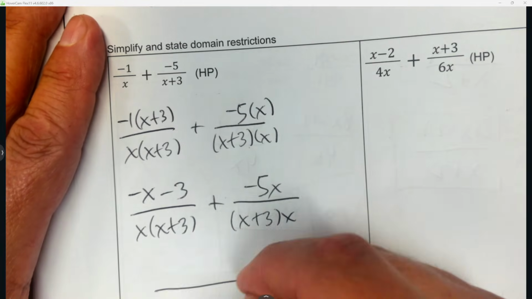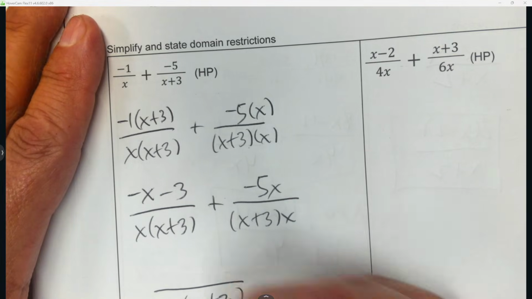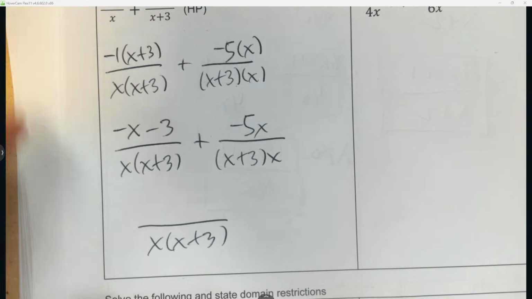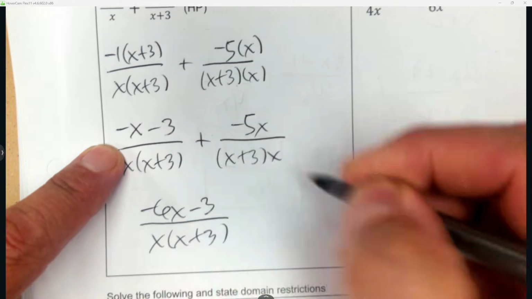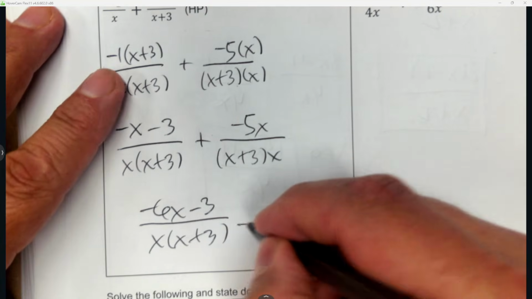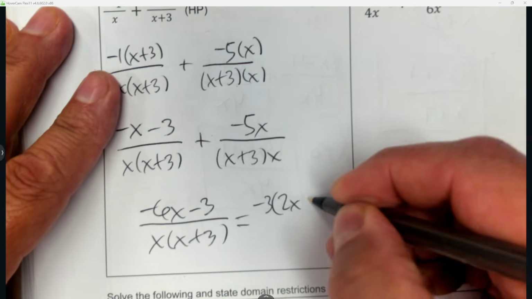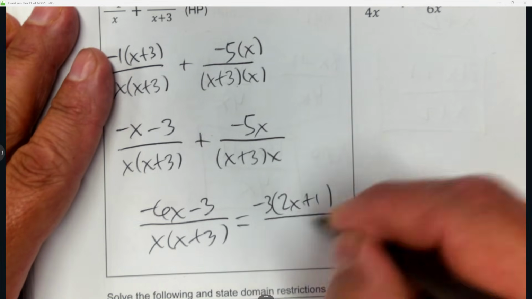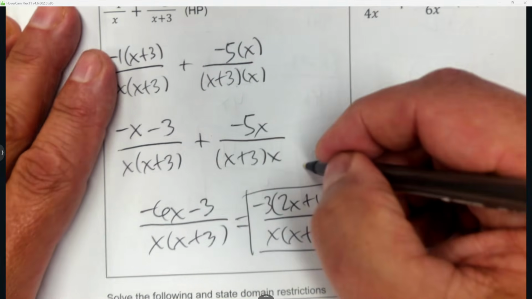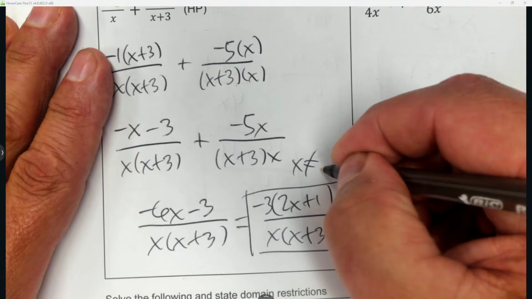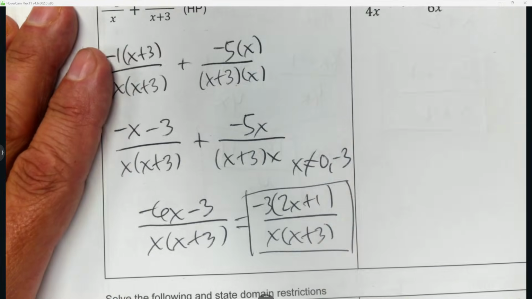So the denominator is going to stay the same. And then negative x plus negative 5x is negative 6x minus 3. You could factor out a negative 3 and see if something simplifies. Nothing does. And the restriction, there are two numbers x can't be, which are 0 and negative 3.